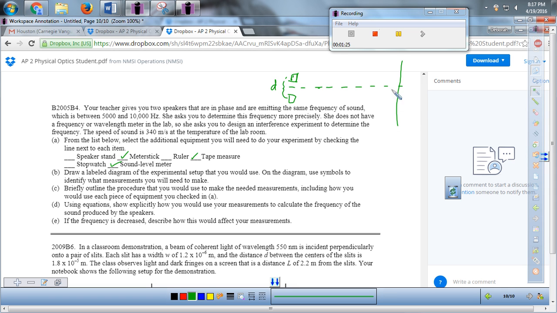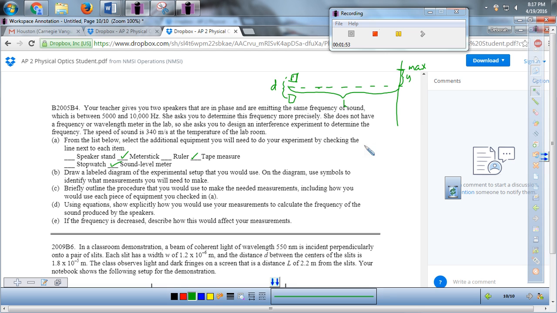Really, we don't even need a screen. We just need a line we can walk along. Mine's not very straight, but if I were a better artist with this little tablet, it would be better. So that's my Y, where that would be the maximum, and that would be the next maximum. And I would want to know, more than likely, this distance L right here. So I would use my meter stick to measure that. I think I'm pretty good to go.